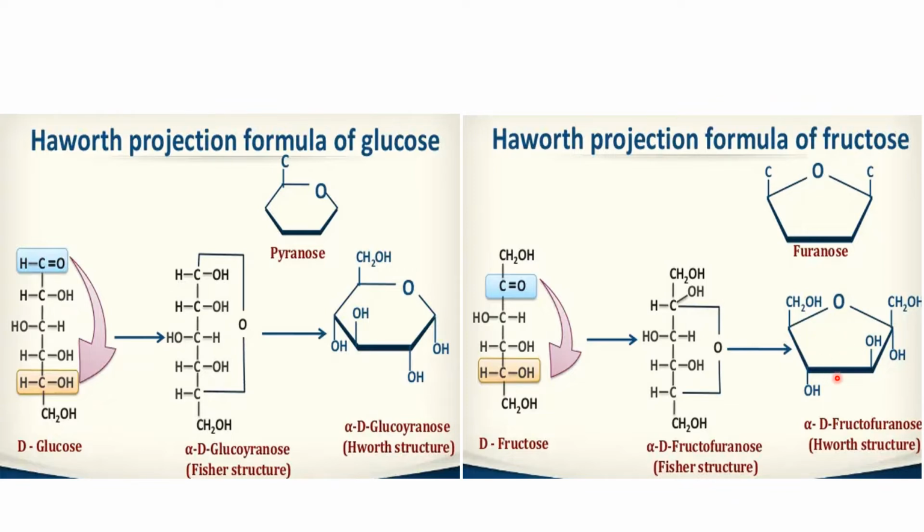Now this structure we call a Haworth structure. So for any monosaccharide you can write a linear structure, called the Fischer structure, and the ring is called the Haworth structure. So these are the structures, how to frame or draw the structure for the monosaccharides.